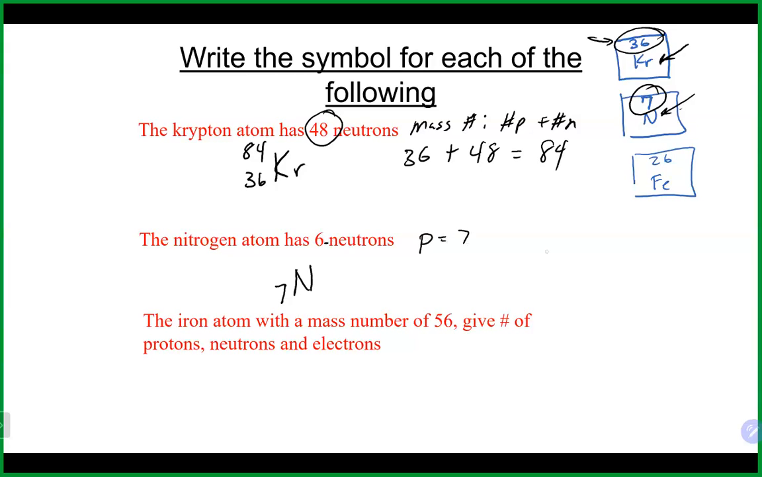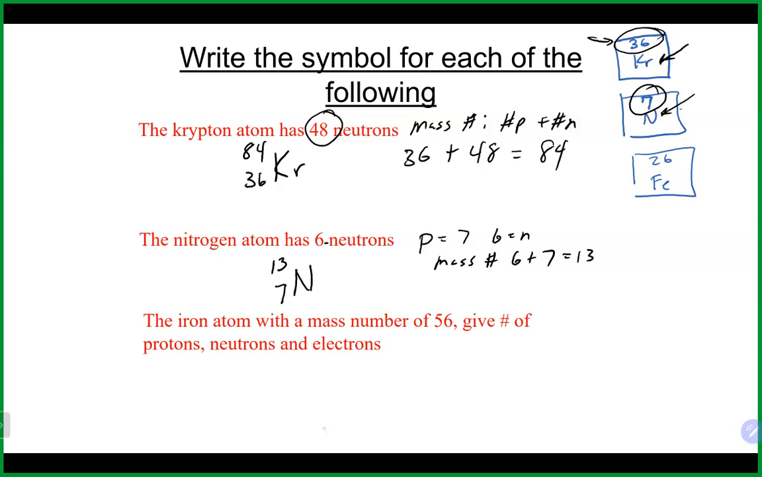We can see in the problem here it has 6 neutrons. So our mass number will just be adding those together, 6 plus 7, 13, I think. And we'll have a symbol that looks something like that there. Any questions on that one?